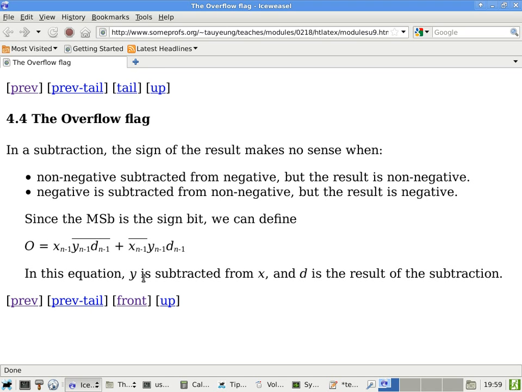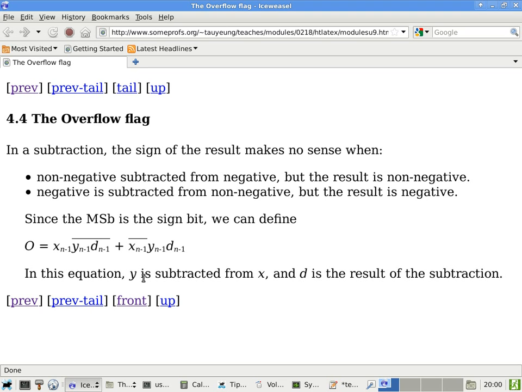Okay. And the overflow flag is defined in bitwise operation to be a disjunction. In other words, we have two distinct cases where the overflow flag will be a 1. The first case: the first number, x, is negative because the most significant bit is a 1. y bar, or y subscript n minus 1 bar, means the most significant bit of y is a 0. In other words, we are subtracting a non-negative number from a negative number. But what about the result? The result is non-negative, because the most significant bit of the result is a 0. Does that make any sense?